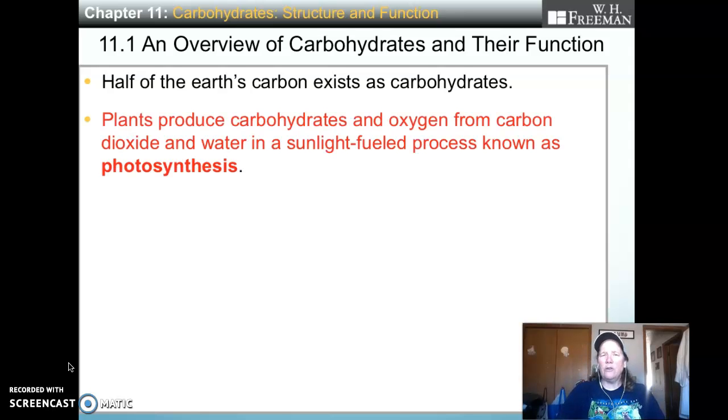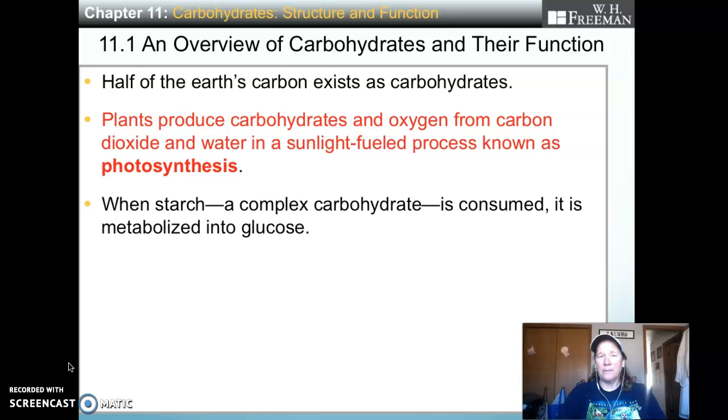Plants make carbohydrates and oxygen, excuse me, and all they need to make them is carbon dioxide and water plus sunlight. So that's photosynthesis, and photosynthesis is the process of taking carbon dioxide and water, adding light, and then you end up with usually glucose, which is a carbohydrate, and oxygen. So it works out great because we need oxygen and carbohydrates, and we give off carbon dioxide and water.